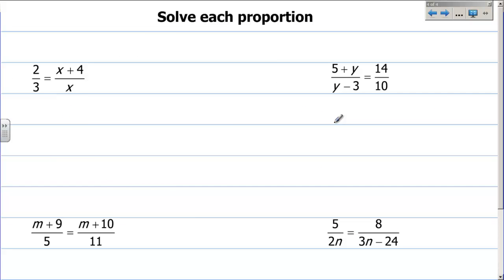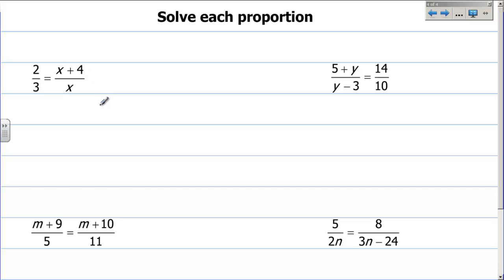Now we're going to practice solving. So I think I skipped the next word problem and skipped down to where the proportions are. I didn't pay attention to the numbers on these. So you'll have to look on your paper and make sure you're doing the correct one. This is the first one you see where it says solve each proportion though. It's the first one on the back side of your paper that is like this. So you have 2/3 equals x plus 4 over x.